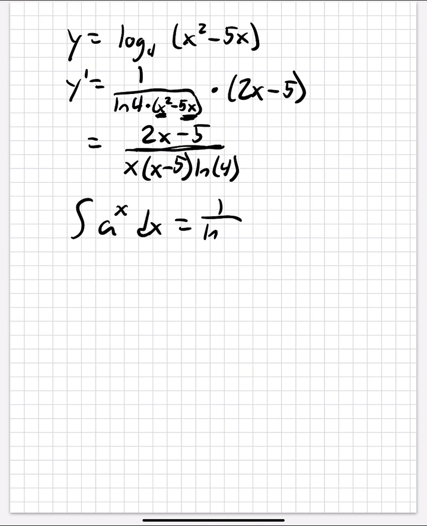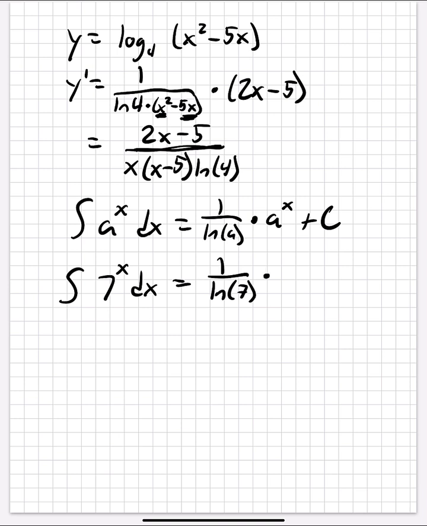We would have 1 over the natural log of a times the original function a to the x, and then of course our plus c. All right, so let's say that we have a number like 7, so we're going to do 7 to the x dx. The integral of that would look like 1 over the natural log, my base is 7, times the original function 7 to the x plus c.